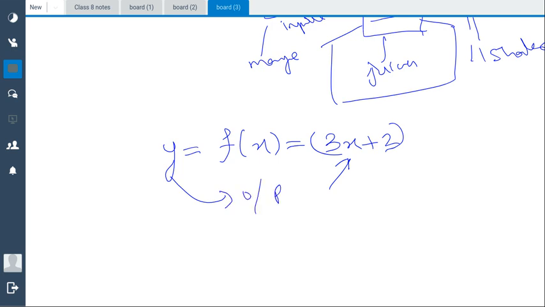You're getting what I'm saying? For example, if you put x equal to 0, what's going to be the value of y? 2. If you put x equal to 1, what's going to be the value of y? 5. 2, 5, 8, and so on. But when you are putting x equal to 0, you are not getting y equal to 0. This whole function is getting applied. This juicer is changing the nature of the input. It's converting the input and giving some other result, and this output you are getting here.